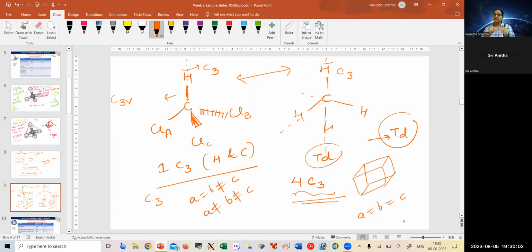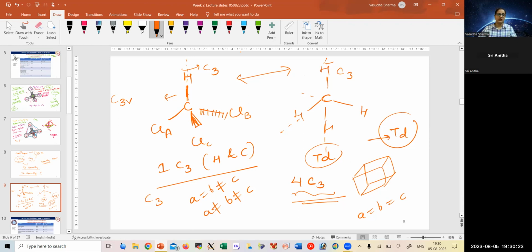So when you have the highest symmetry, that would be considered a cubic point group, and cubic groups would have the highest number of symmetry elements. We will be taking up many examples later. So is this point clear regarding the symmetry elements and the tetrahedral symmetry?